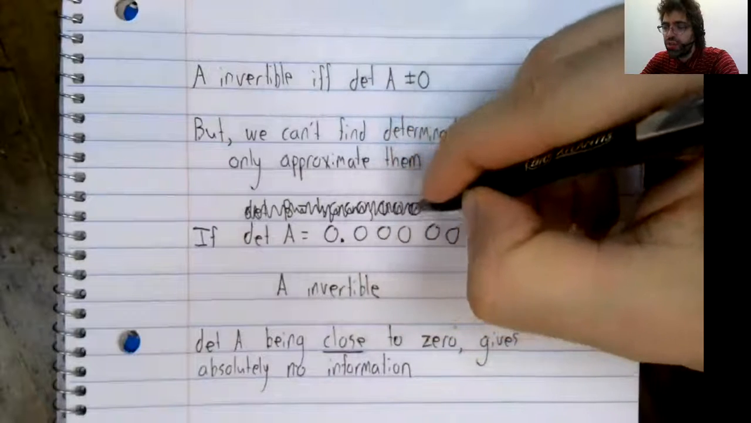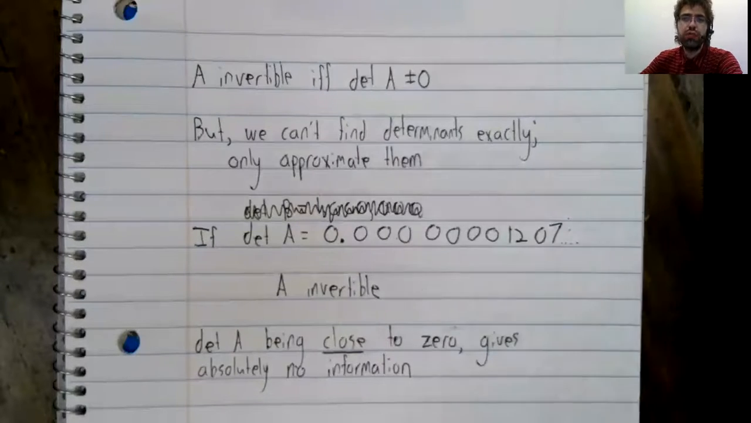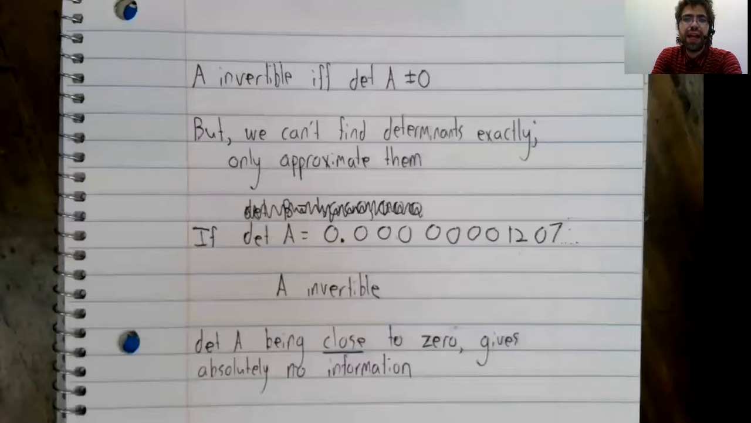But no, either the determinant is 0 and the inverse does not exist, or the determinant is non-zero and the inverse does exist. And since rounding error makes it almost impossible to determine when a determinant is exactly 0, as a numerical tool, it's kind of a bust.